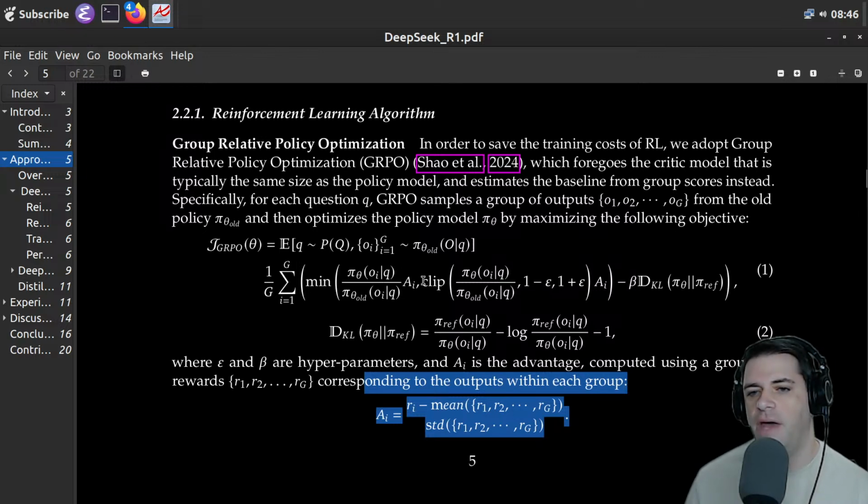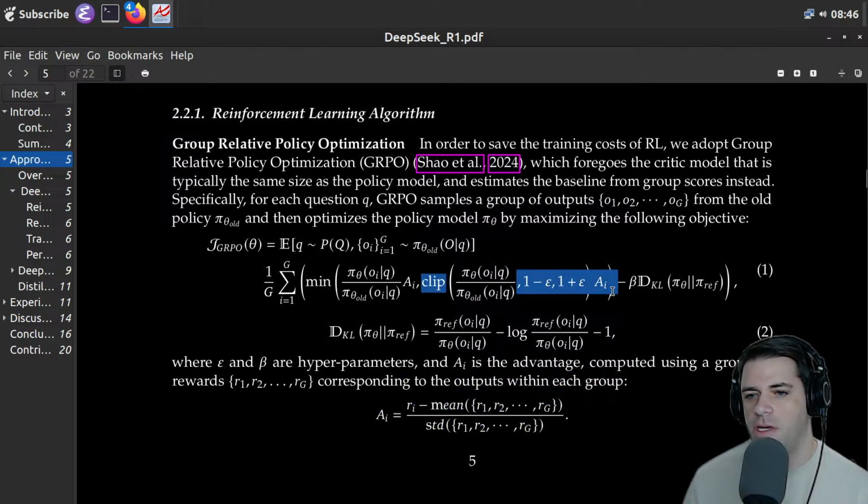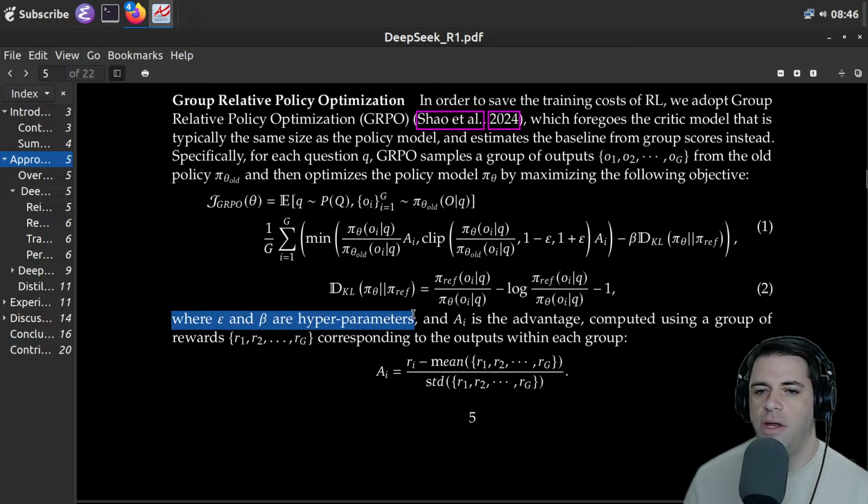And we're going to take the minimum of that and this clip thing, where we're clipping the same ratio between 1 minus epsilon and 1 plus epsilon, to keep it presumably close to the unit interval, and multiplying that by the A_i's, and then subtracting off the divergence here. And epsilon and beta are hyperparameters, so you get to choose your favorite values and try different training scenarios and see which ones work best.